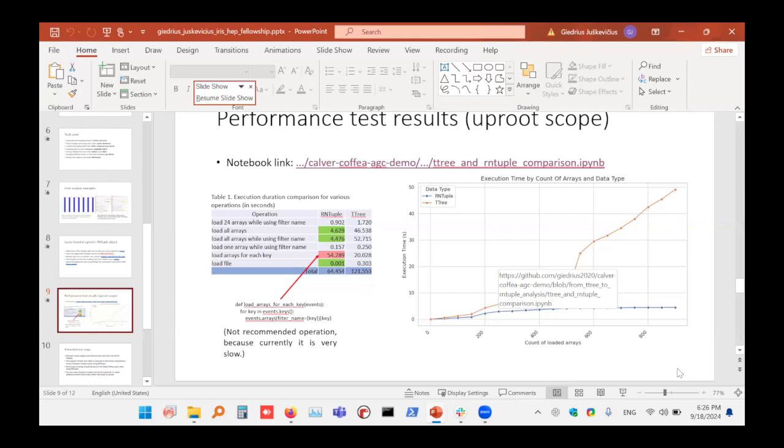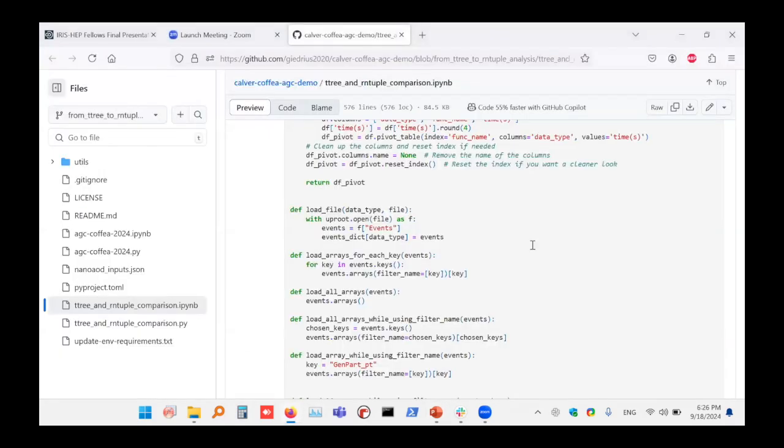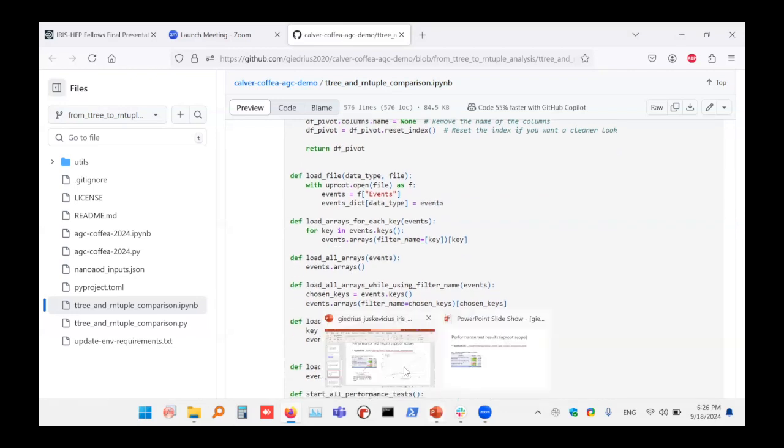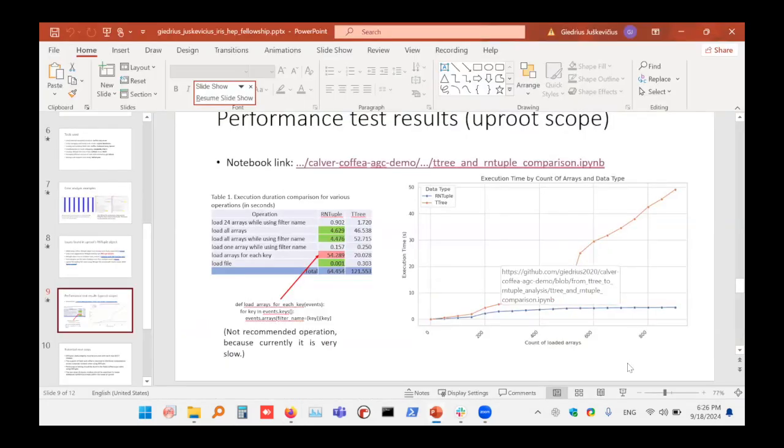What's the horizontal axis? Count of loaded arrays. Is it the number of arrays or the number of elements in the arrays? Could you repeat the question? Count of loaded arrays, is that the number of arrays or the number of elements in the array? Are they the size of the arrays? It's the number of arrays. One array means just loading one key, like electron ETA. So that's one array. If we load electron ETA and electron PT, that's two arrays already.